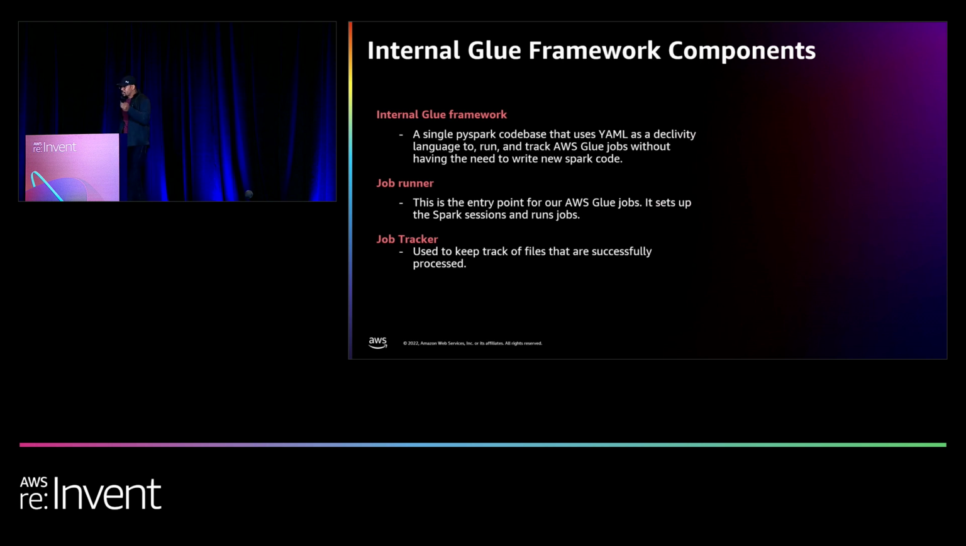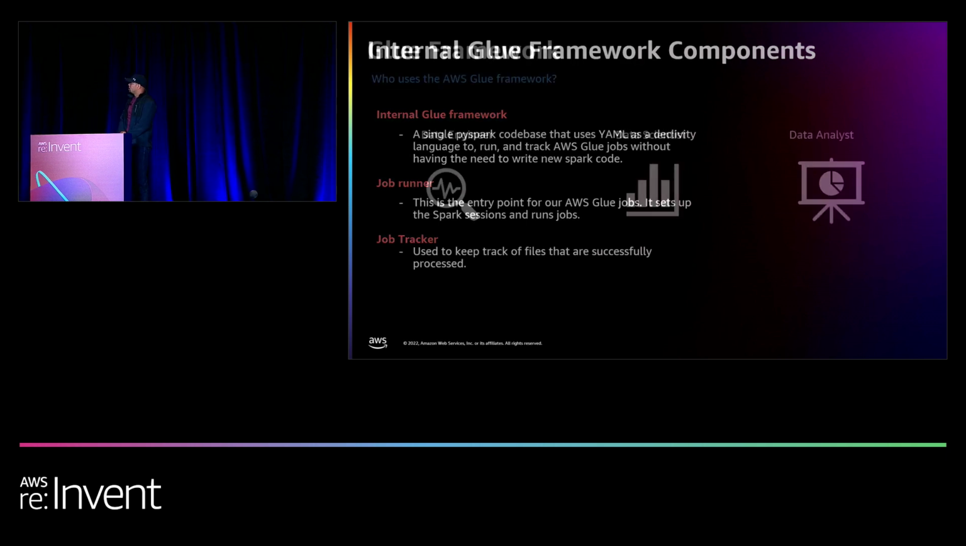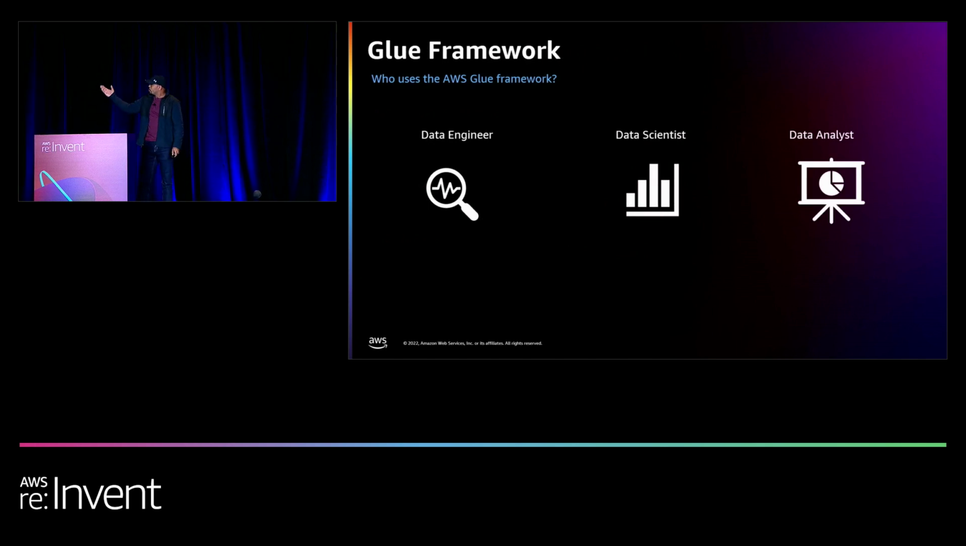So you don't have to write Spark code, actually. What you're doing is you're just specifying a couple things with YAML files, and it will take care of it for you. In this framework, there's two pieces. You have your job runner, and you have your job tracker. Who are we really catering to? These are the three groups of people that we're catering to, which is 1, your data engineers, 2, your data scientists, and 3, our data analysts.